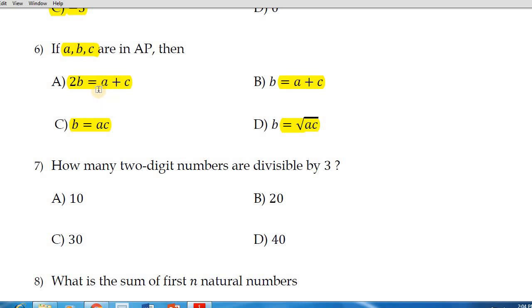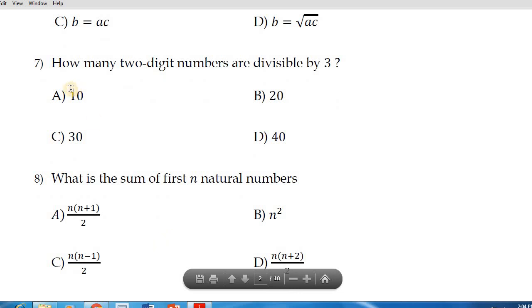What you want to do is, you just consider an AP. For example, 1, 2, 3 you will take. So A value will be 1, B value will be 2 and C value will be 3. Those values you substitute in the first option, I mean 2B equals A plus C. So this satisfies LHS equals RHS. Hence here the correct option is A.